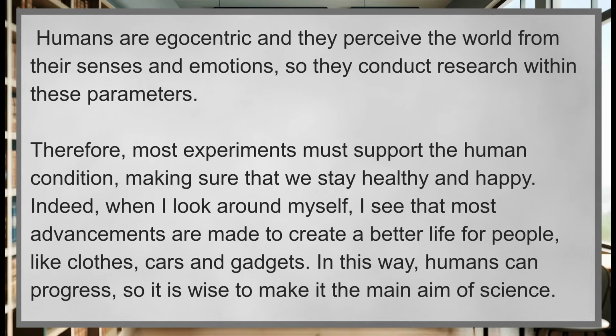Humans are egocentric and they perceive the world from their senses and emotions, so they conduct research within these parameters. Therefore, most experiments must support the human condition, making sure that we stay healthy and happy. Indeed, when I look around myself, I see that most advancements are made to create a better life for people, like clothes, cars, and gadgets. In this way, humans can progress, so it is wise to make it the main aim of science.